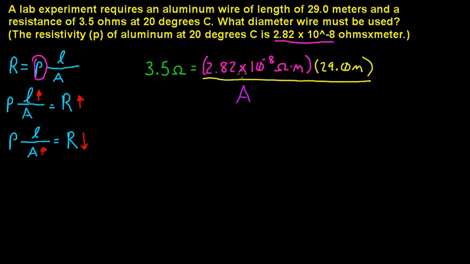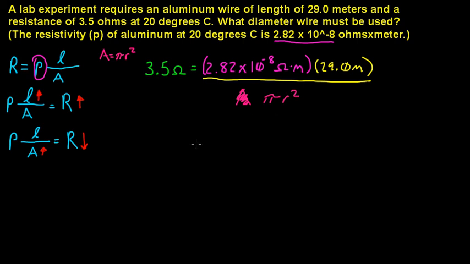Let me use a different color for the area. All over the area. Now we know that the area is equal to pi times the radius squared, and what we're looking for is the diameter. What should the diameter of this wire be? So for A, we say pi times r squared, and we get the diameter from this radius.